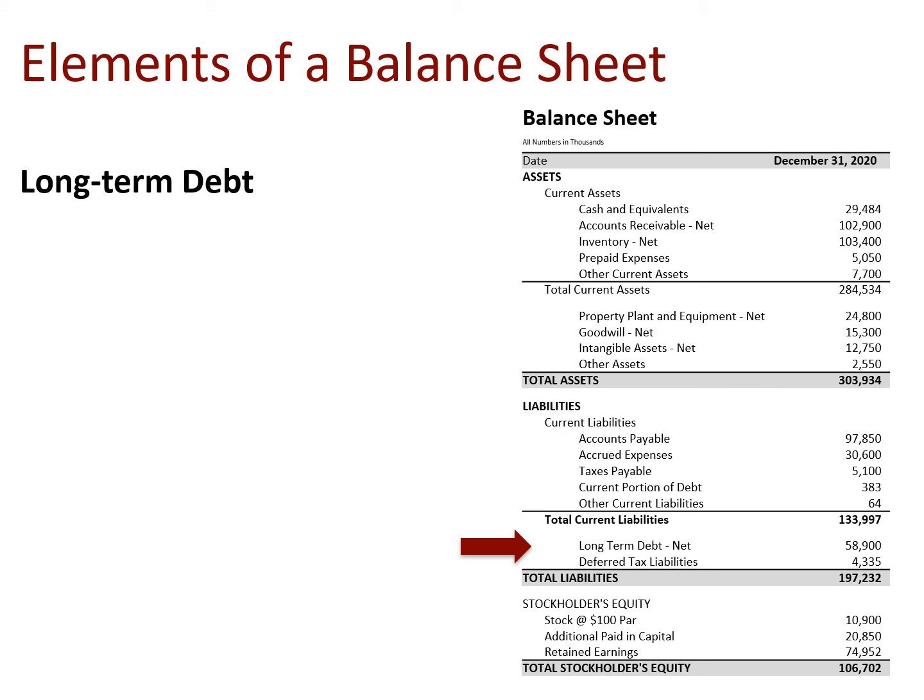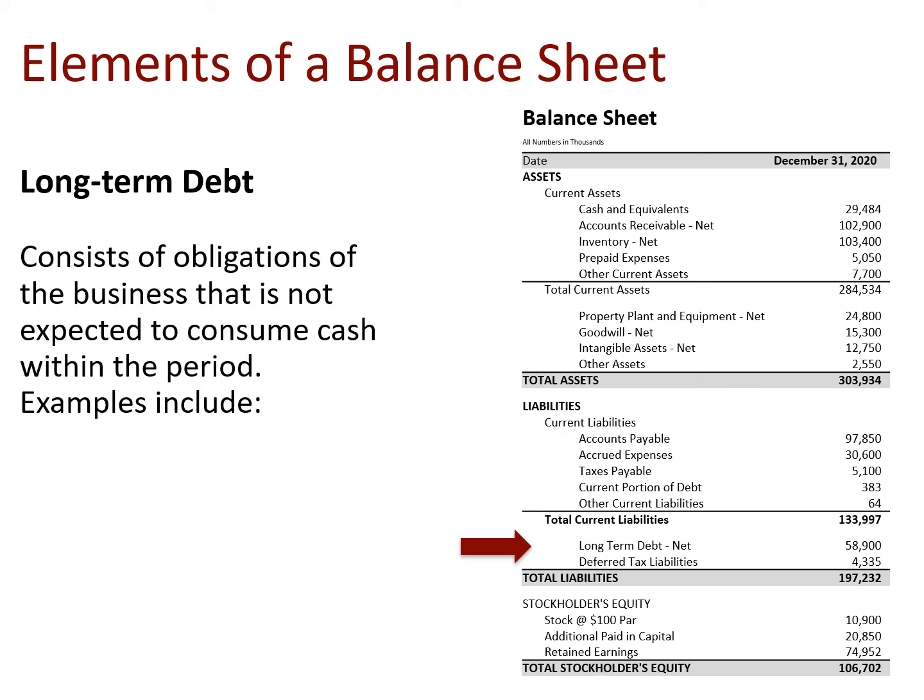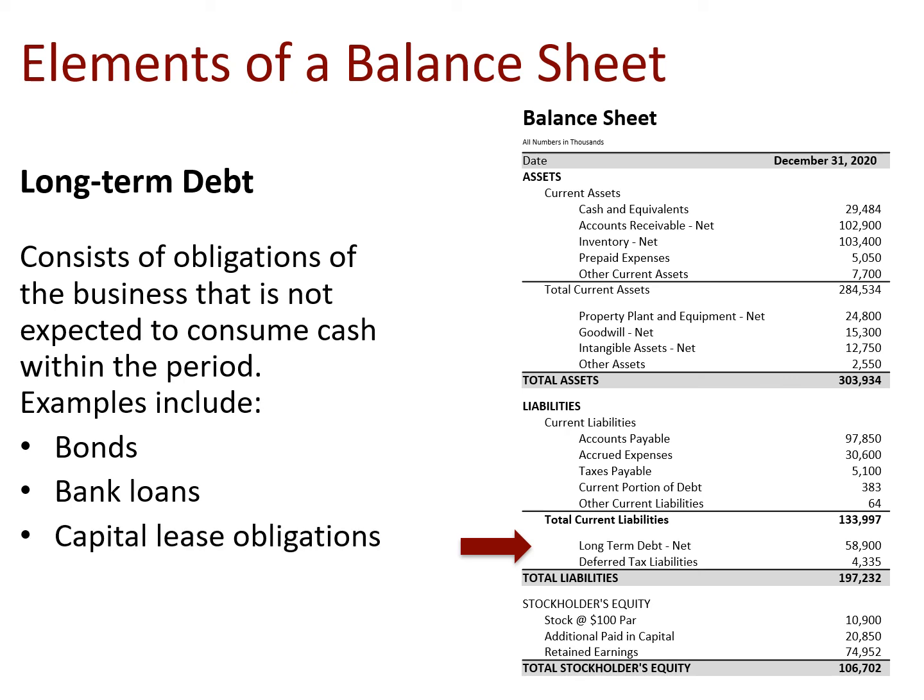Long-term debt. Long-term debt consists of obligations of the business that are not expected to consume cash within the period. Examples include bonds, bank loans, capital lease obligations, other obligations as well. Managing the long-term debt in the capital structure is the responsibility of top-level executives, such as the chief financial officer and the CEO of the company, as well as owners of the company. Managers at the field level, such as branch managers, can impact this number by optimally managing assets that are entrusted to them, which will free up cash that can be used to pay down debt.